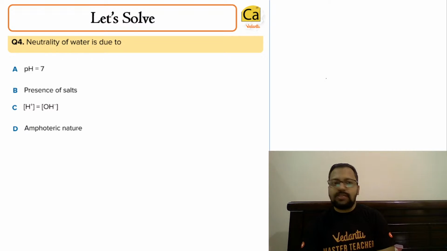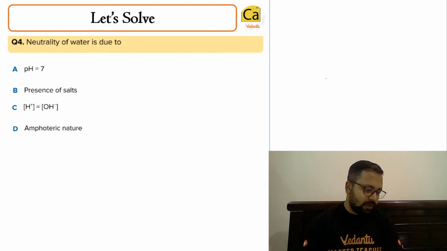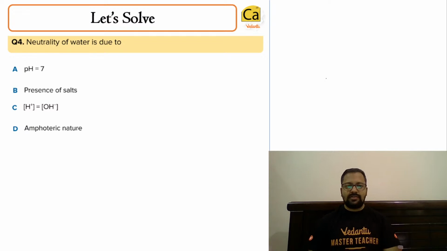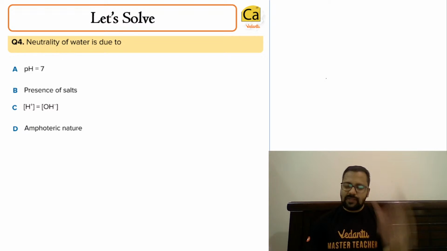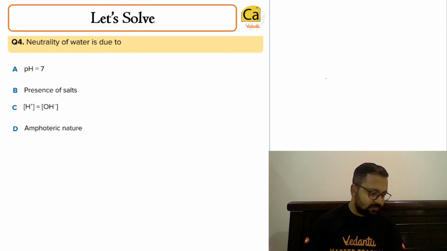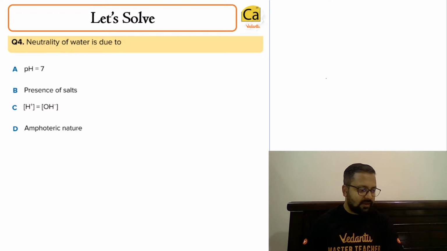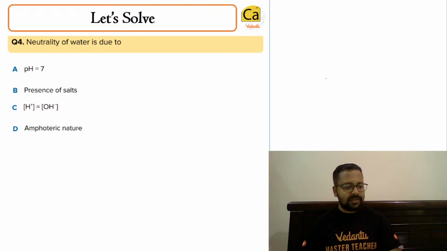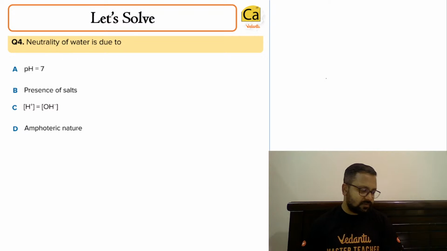Neutrality of water is due to: pH 7, presence of salts, concentration of H plus equal to OH minus, amphoteric nature. Yes, VSG, with the increase in temperature, the percentage of parahydrogen decreases.